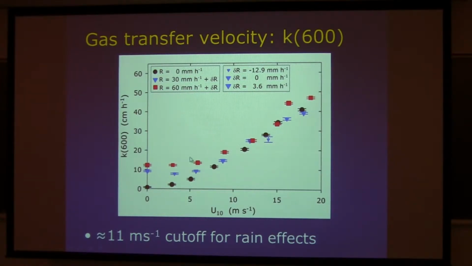And what we found is that at low wind speeds, the gas exchange rate is significantly enhanced by rain. With no rain, you have gas exchange rates of 10 or 15 centimeters per hour. With rain, it's higher, but at higher wind speeds, the change with rain rate decreases, and at the highest wind speeds, there's no significant change with rain. So above, are you getting breaking waves in these tanks?